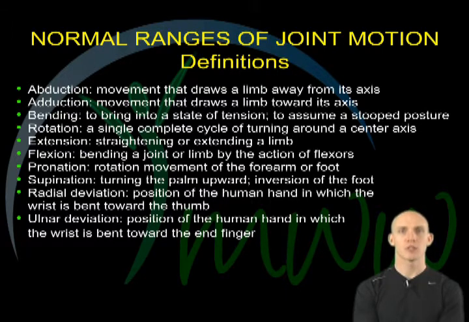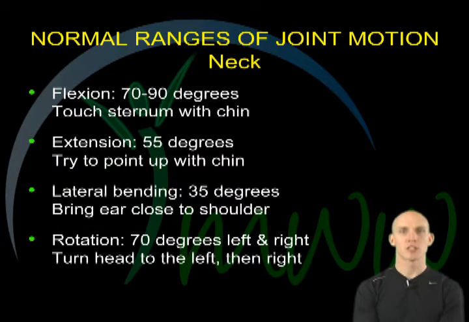Pronation: rotation movement of the forearm or foot. Radial deviation: position of the human hand in which the wrist is bent toward the thumb. Ulnar deviation: position of the human hand in which the wrist is bent toward the little finger. Normal ranges of joint motion for the neck.